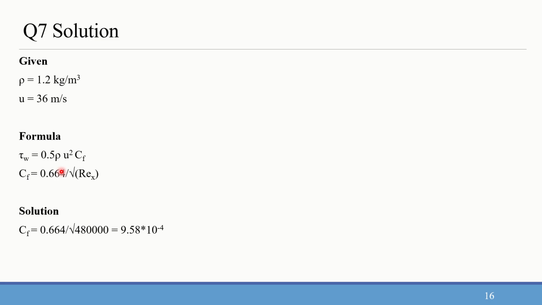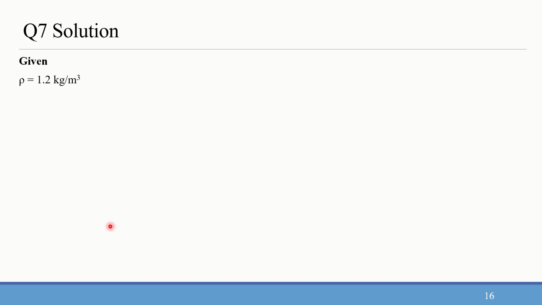So it becomes 0.5 into rho, which is 1.2, into u square, which is 36 square, into 9.58 into 10 power minus 4. So this is 0.5 into rho into u square into CF. CF we have calculated, so we are substituting that, and 36 square into this. So it is 0.7449 Pascal. It is shear stress, so it is Newton per meter square, force per unit area. So it is in Pascal unit.